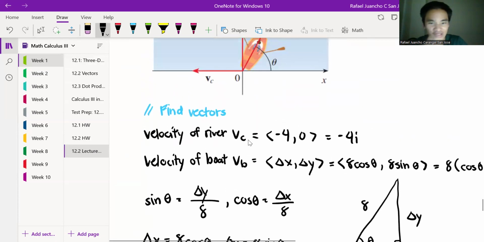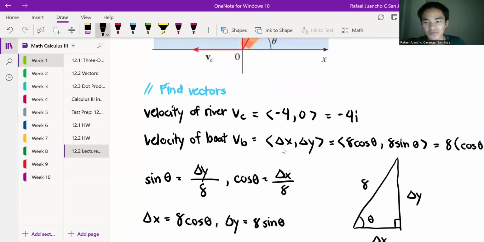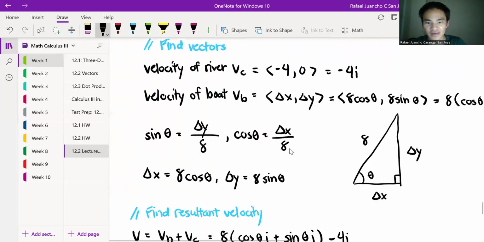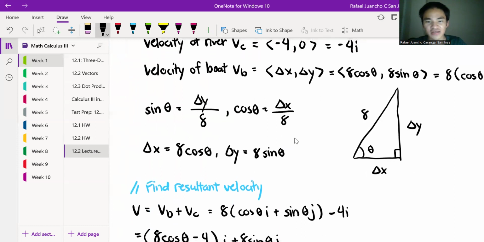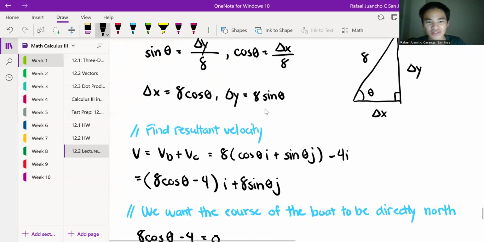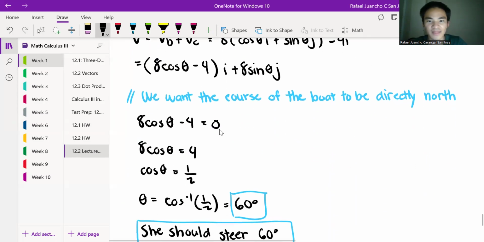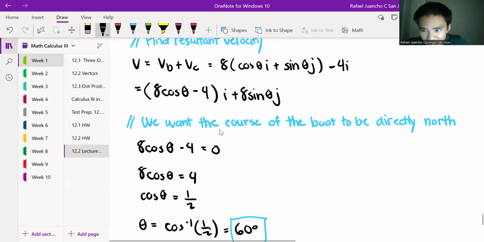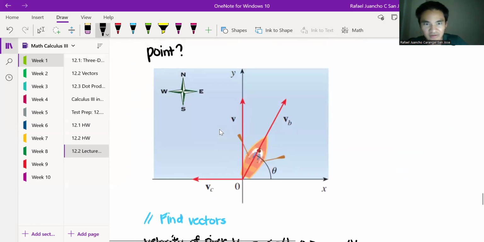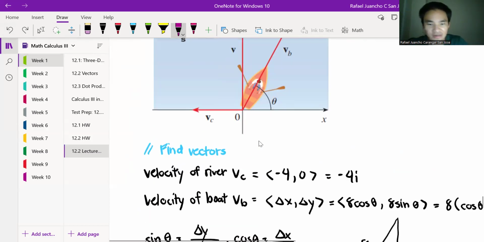So yeah, we denoted this as VC, which is the velocity of the river. It's going west, and the velocity of the boat. And then we did some trig facts just to get the change in x and y. But basically the idea is we want to get that resultant velocity. But the task for this problem is to find out this angle. What's the angle that she's going to steer?